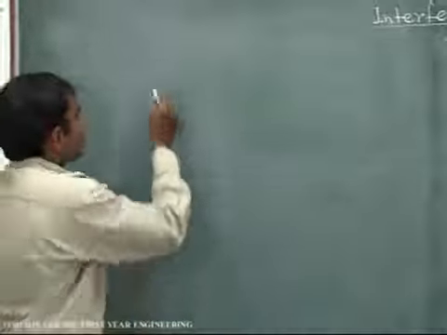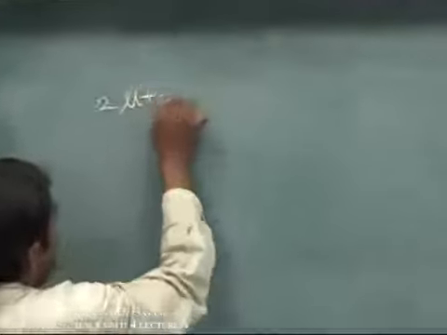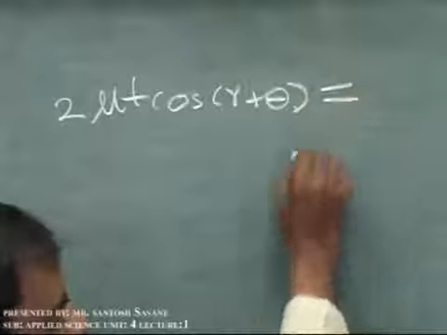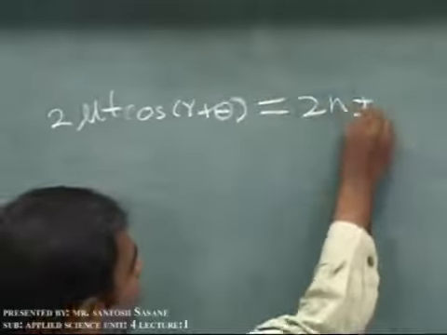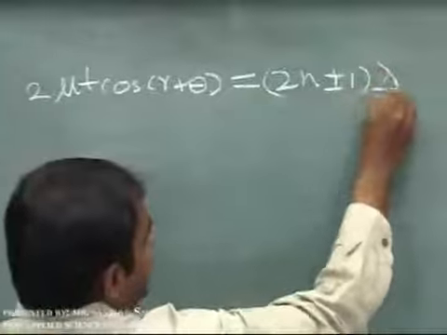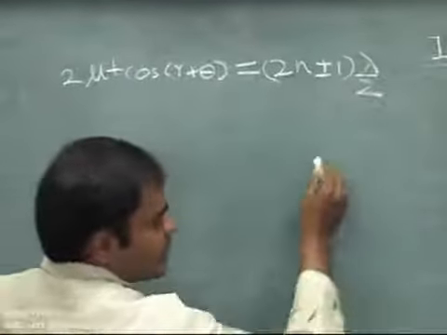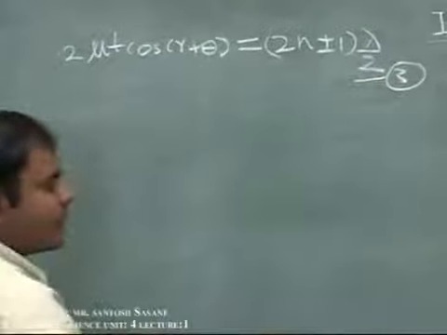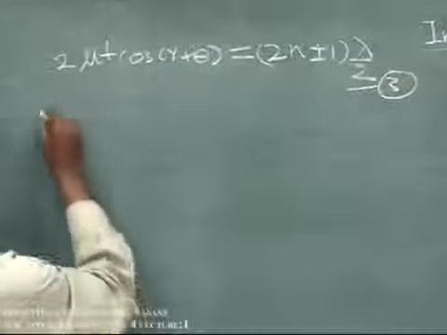Now simplifying this equation, we will get the path difference 2μt cos(r + θ) equal to (2n ± 1)λ/2. So this is the path difference condition for brightness. This is equation number 3. Similarly, we can write the condition for darkness.